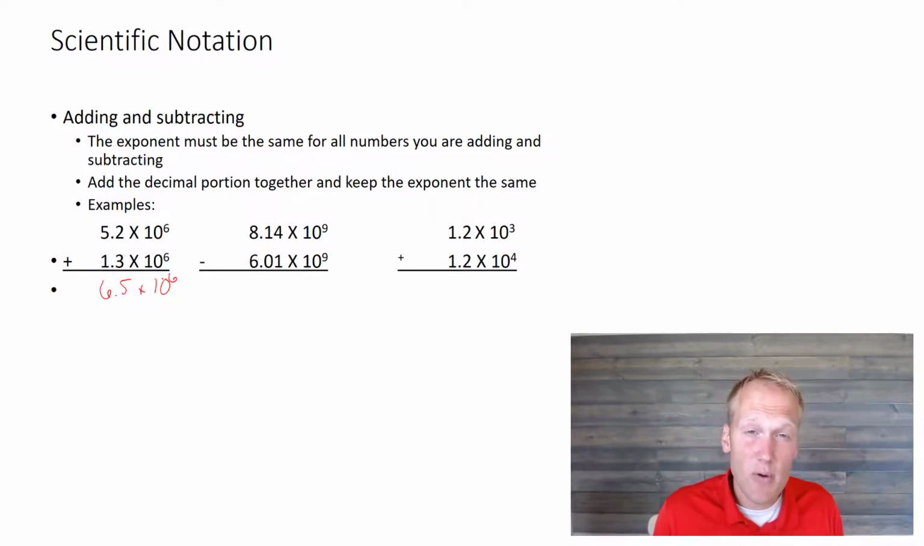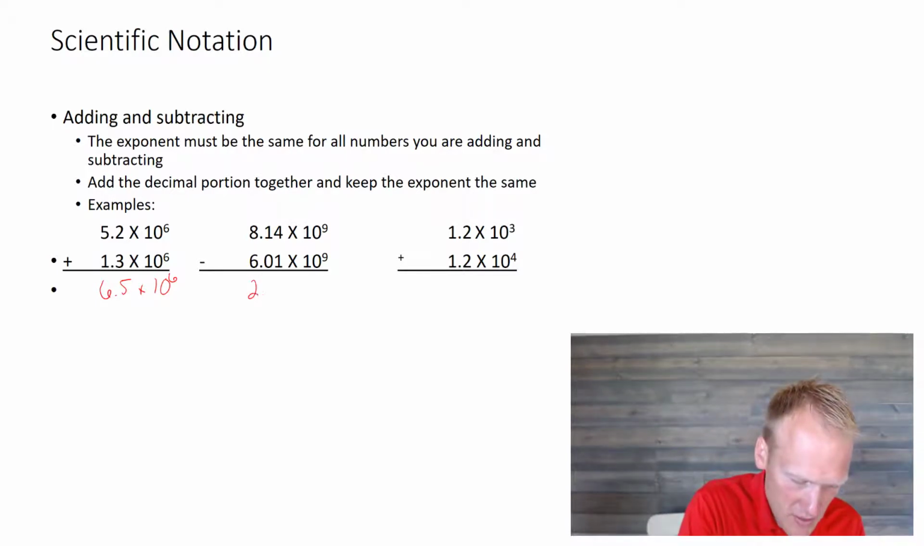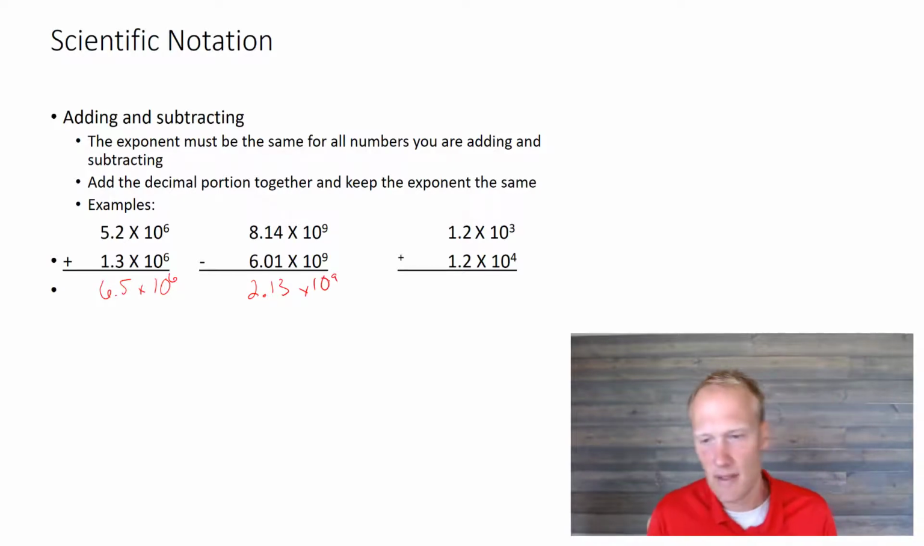We do the same thing when we're subtracting. 8.14 minus 6.01. Since these are both 10 to the 9th, this is pretty simple. It would just be 2.13 times 10 to the 9th. Once again, you could do that on your calculator.